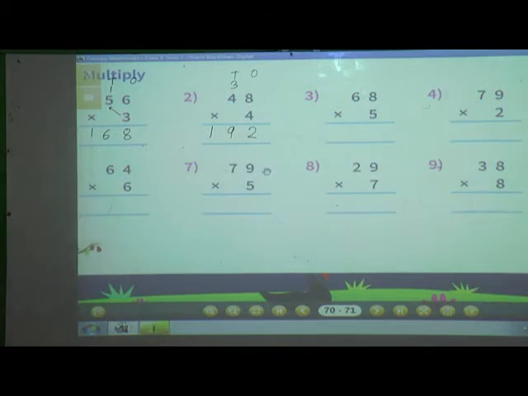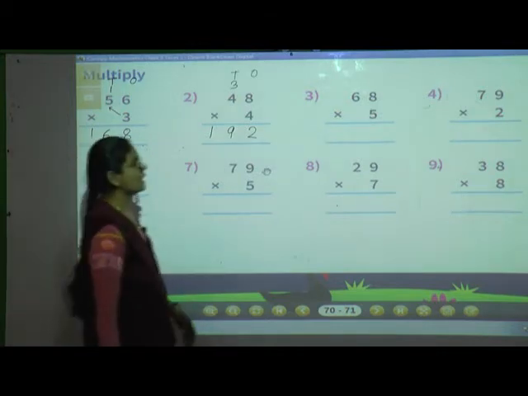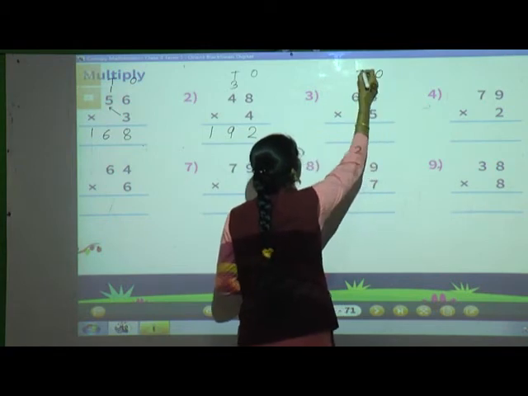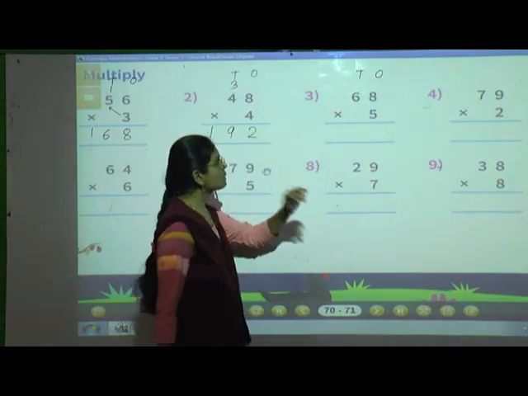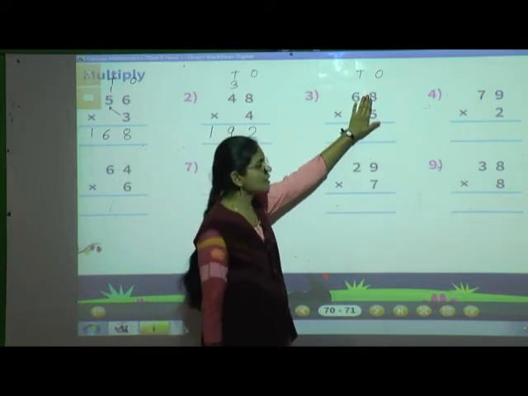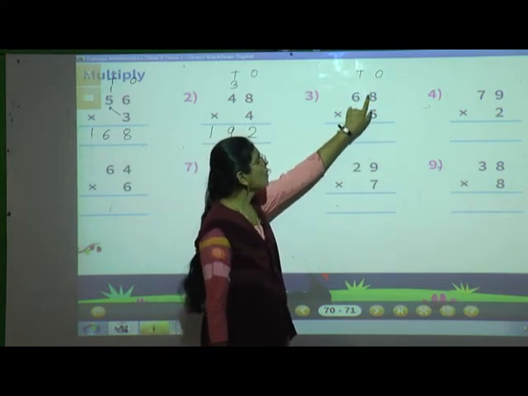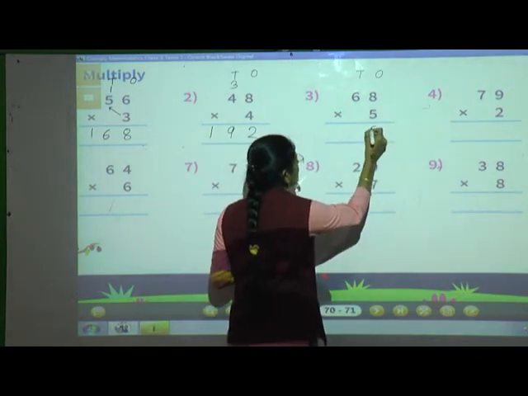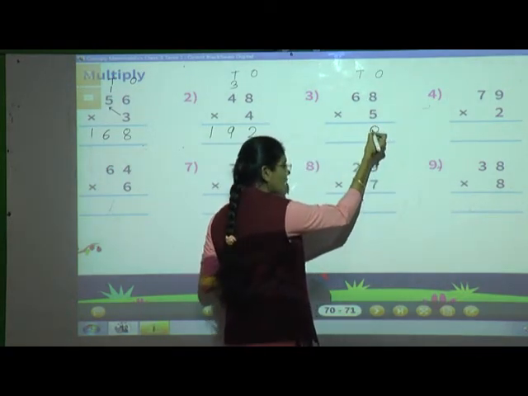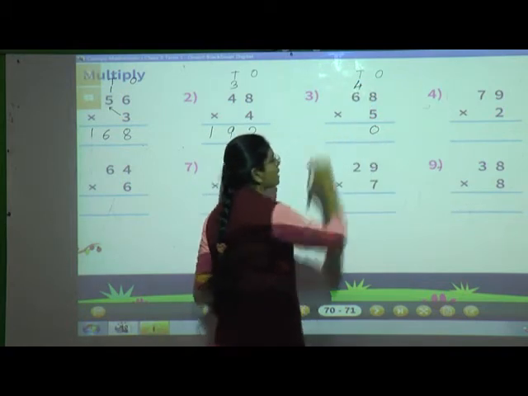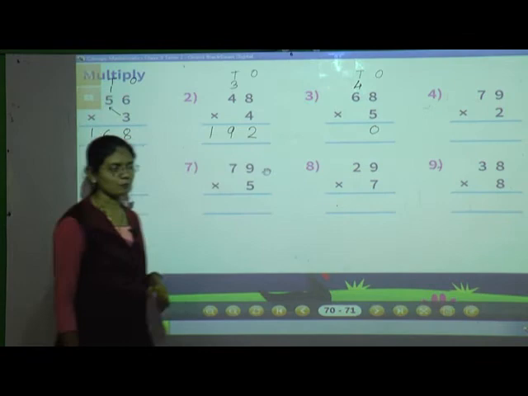See the third one. In the third example, 68 into 5 we have to do. Okay. This is ones and this is tens. Start from the ones place. 5 into 8 ones. 5 8s are, say the table of 5, correct, 40. So 40 ones means 4 tens, 0 ones. So we will write 0 at ones place and we will give 4 as a carry to the tens place.